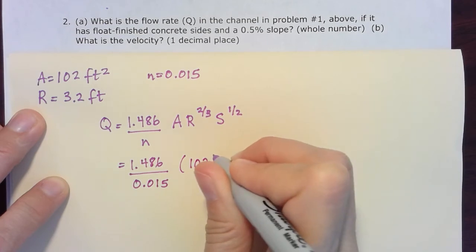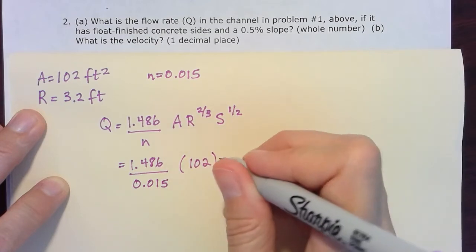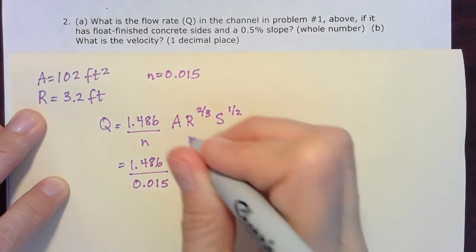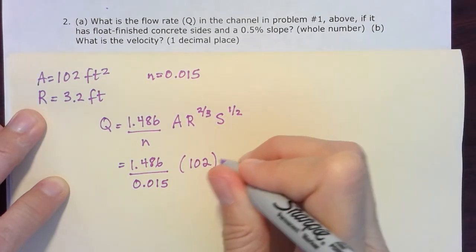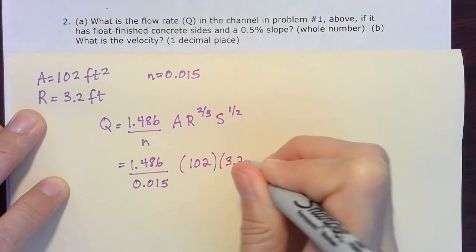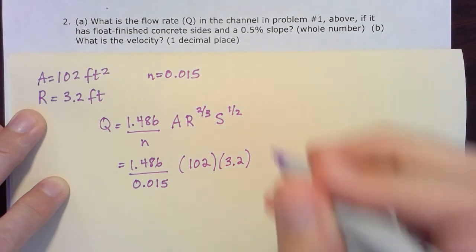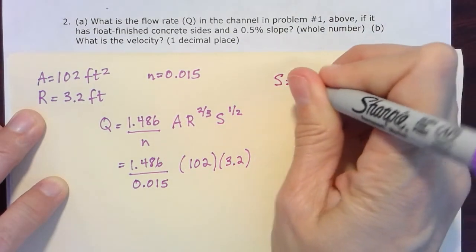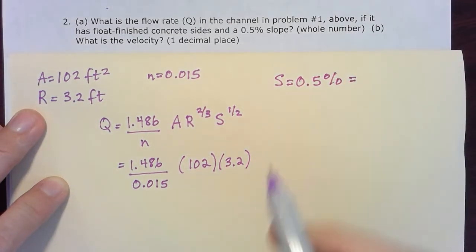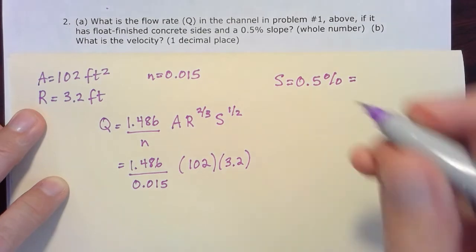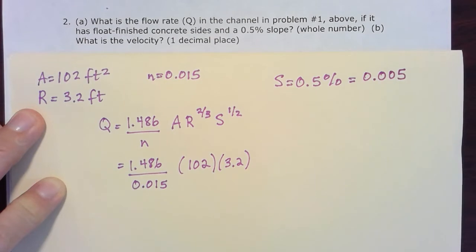And I'm not going to put any units in here because we have a unit conversion factor and we have units to the 2/3. So I know I have to put my area in square feet, I have to put my hydraulic radius in feet, and my slope in decimal form. So my hydraulic radius is 3.2, and then my slope, I am given that I have a 0.5% slope, but remember for slope it's 0.5%, but when we put it into that Manning's equation we have to put it in as a decimal. So you need to take that 0.5 and divide it by 100, so we do get 0.005. Very important step to remember to do.